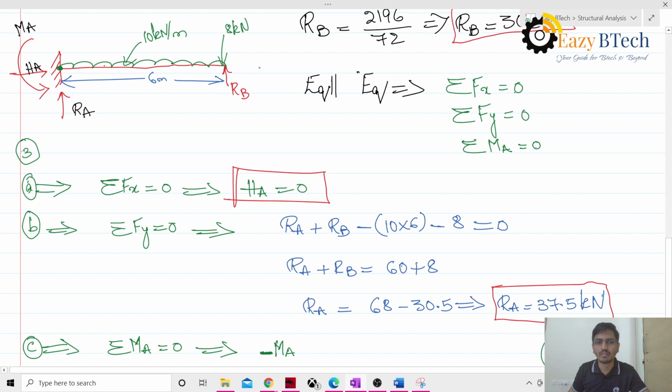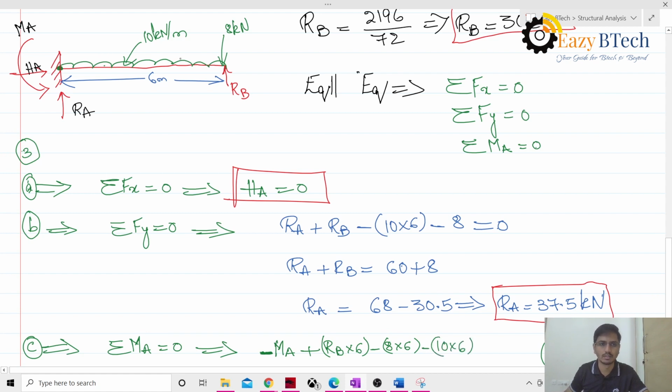We'll take moments from the right most end. So RB is acting in counterclockwise, which goes opposite to the clockwise direction, so it is positive, RB into 6. Next, 8 kilonewton is acting in clockwise direction at 6 meters, so load is 8, acting at a distance of 6 meters. The 10 kilonewton has magnitude 10 into 6 in clockwise direction, so negative.